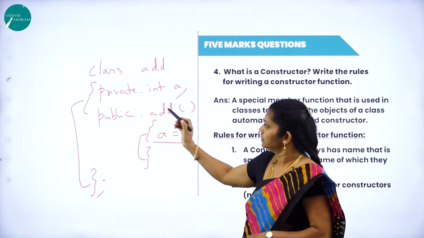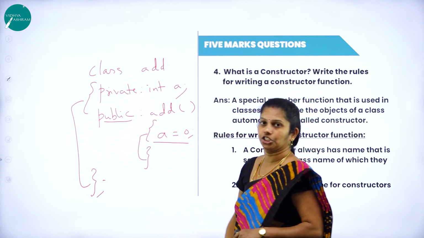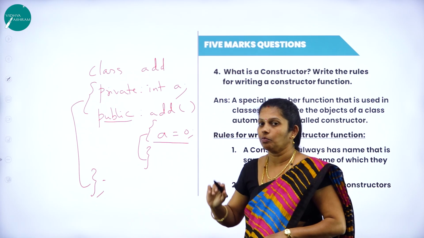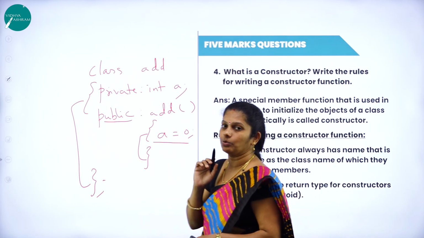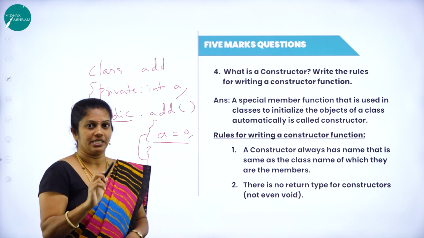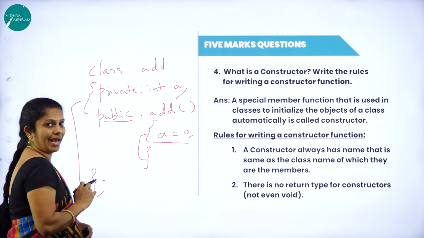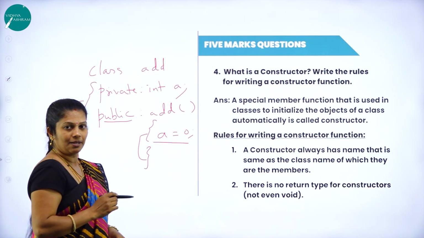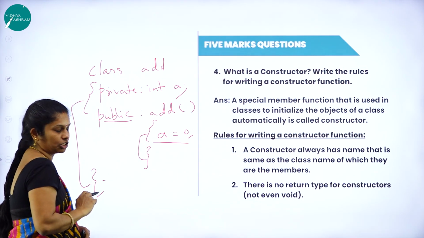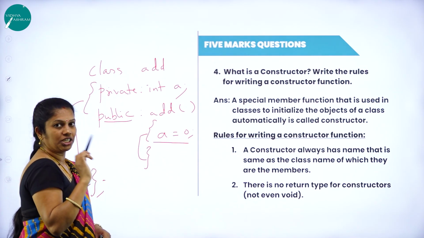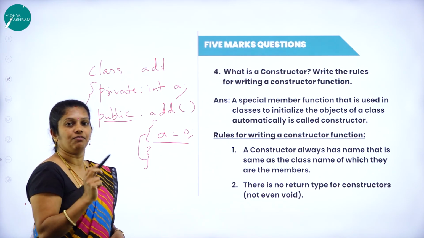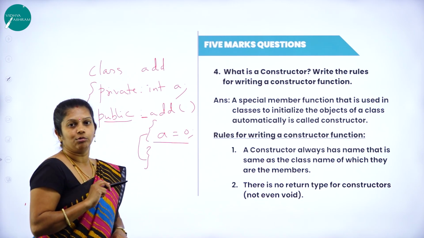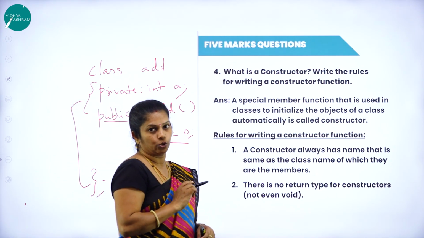Compulsorily, we have to declare the constructor in the public section only. You are not supposed to declare any constructor in private as well as in protected. Compulsorily you have to declare it in the public access specifier. First point, class name and function name are the same. It should be declared in the public section. And this function does not have any return type specifier, not even void.